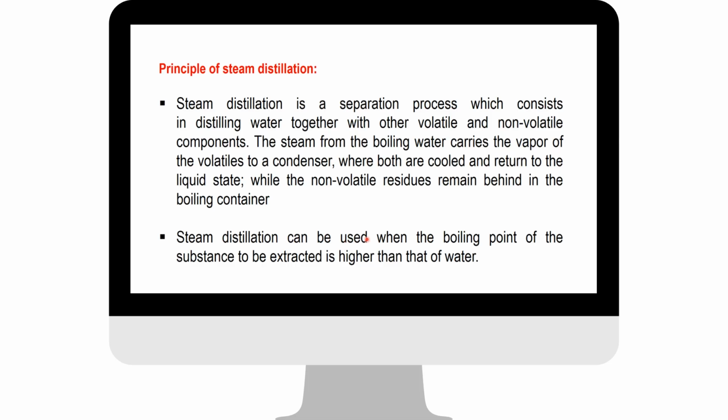This is one point, and here the boiling point of eugenol is much higher than water, so it will go through this process of steam distillation. So let us move to see how it actually operates in a practical way.